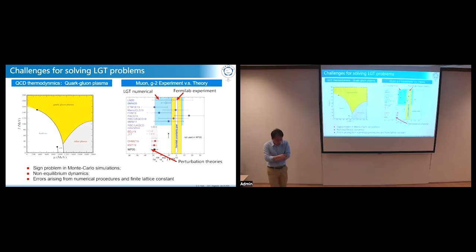However, there are still quite a few challenges. For example, at the low energy range of the phase diagram, there are some hadrons here. The spectrum here is really hard to calculate, since this region is strongly correlated. And also for the g minus 2 experiment, we know that Fermilab already has some very precise results. The yellow bar here shows the precision they have now. And these are the series based on perturbation theories.